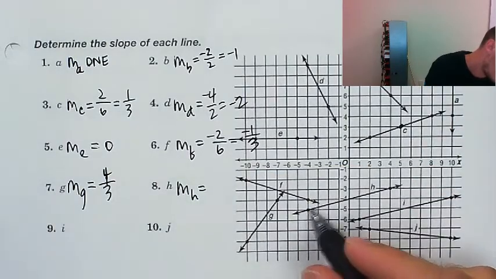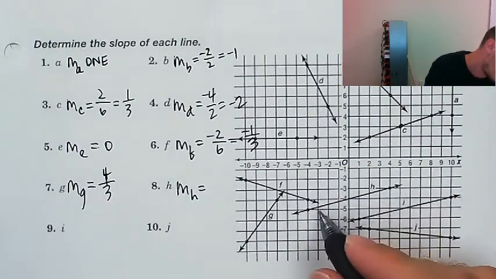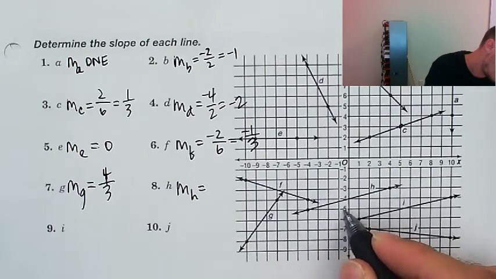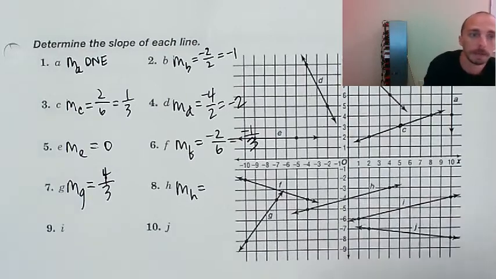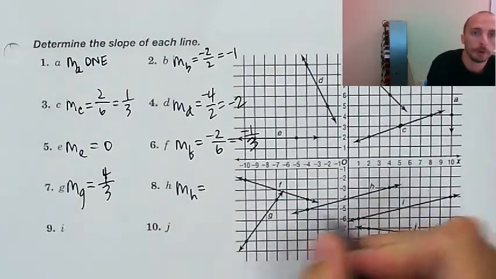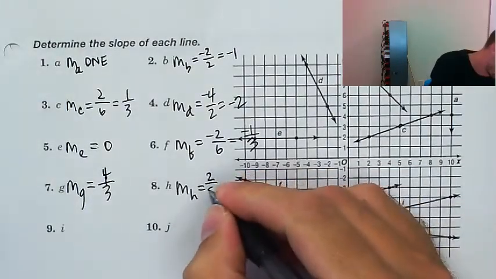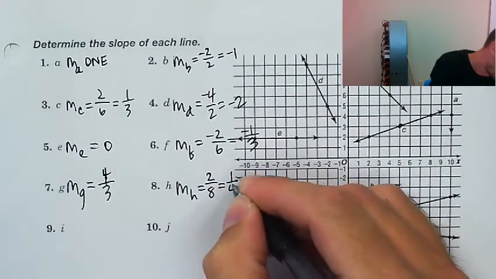Slope h, right here, is, okay, it rose by 2 when it ran 1, 2, 3, 4, 5, 6, 7, 8. So up 2 over 8, slope of 2/8. Okay, I can simplify that. That's 1/4.